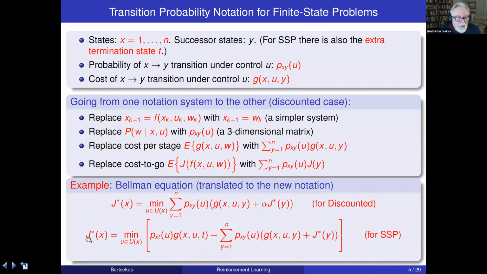So this is how our notation is going to look. I'm sorry about the confusion, but in my opinion, there's no way to avoid using two different notational systems, because this notational system is good for stochastic problems with a finite number of states, but it is absolutely horrible for problems with infinite state and control spaces, and particularly deterministic problems.